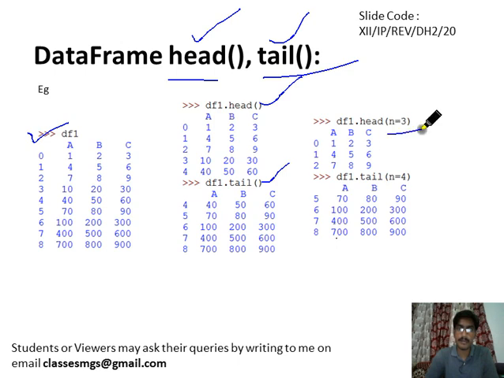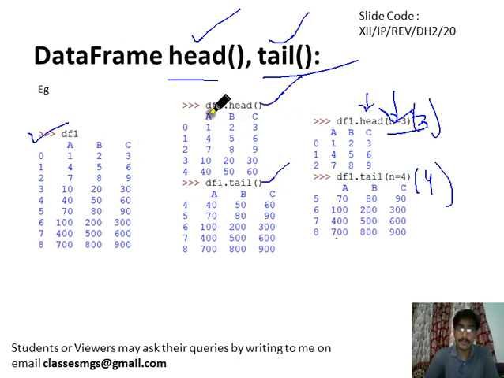And if you pass a number in the head, you can directly pass 3, no need to write n equals to 3. You can directly pass 4, no need to write n equals to 4. If you want, you can pass n equals to 4 or n equals to 3 also. If you pass n equals to 3 or 4, then it will fetch accordingly. It will not fetch the top 5 and bottom 5.